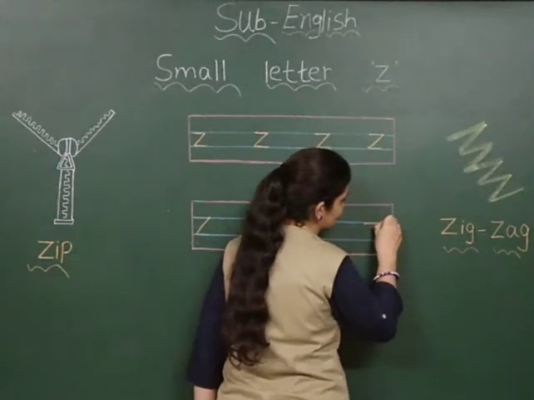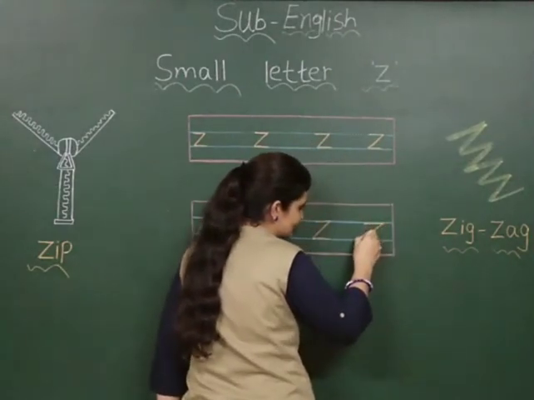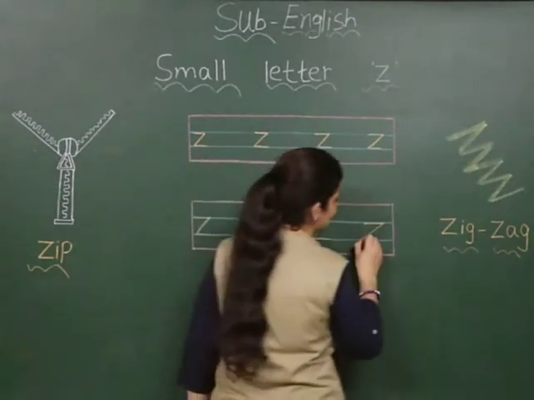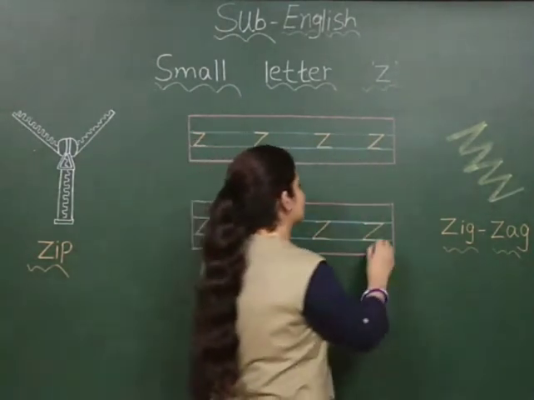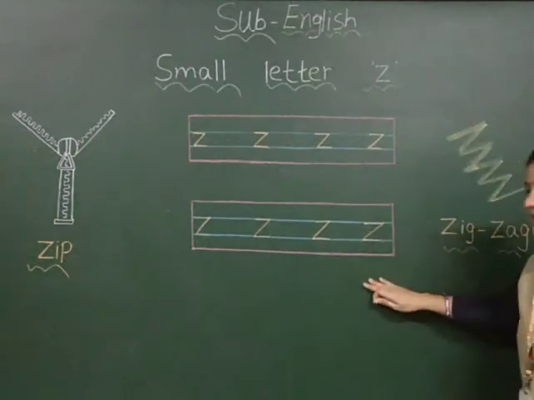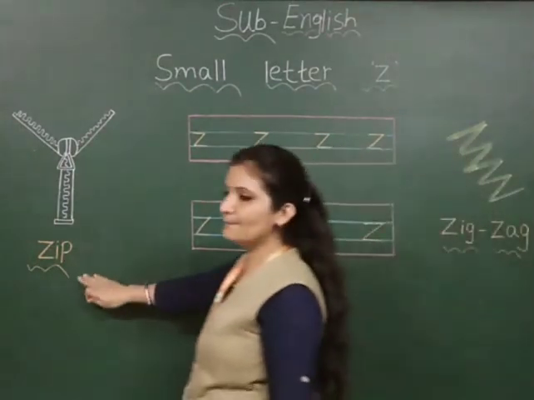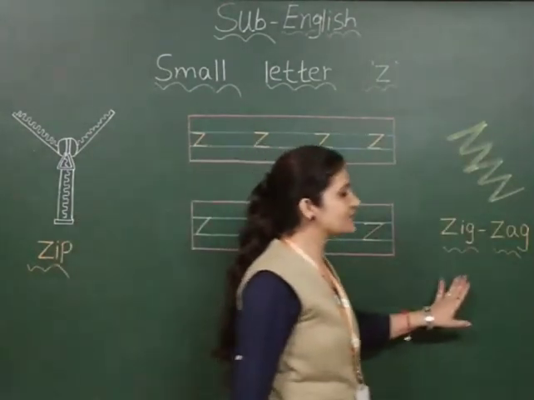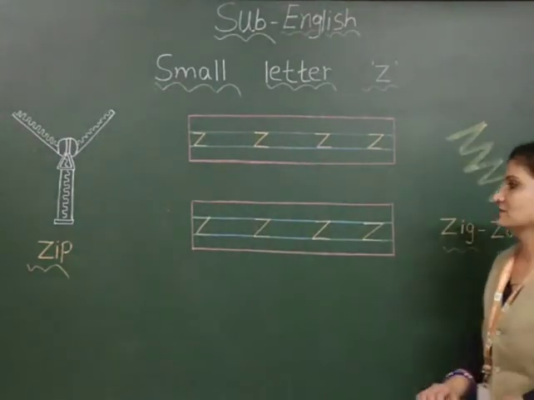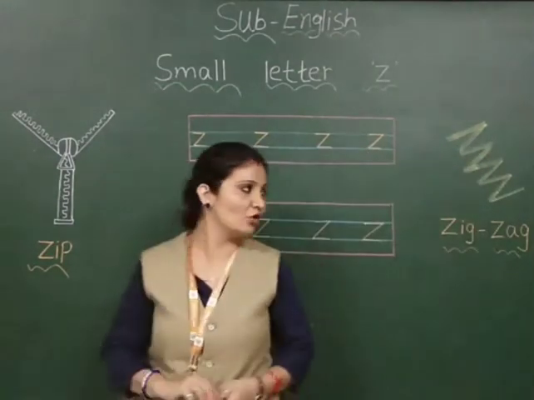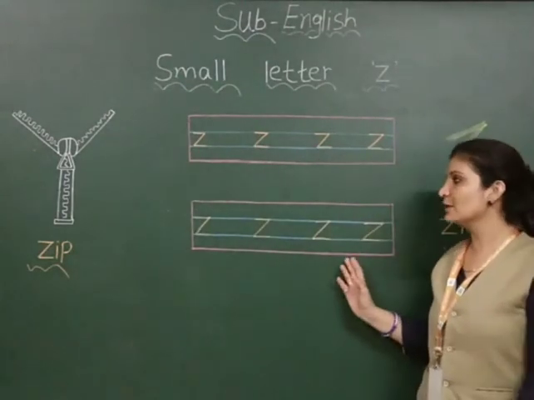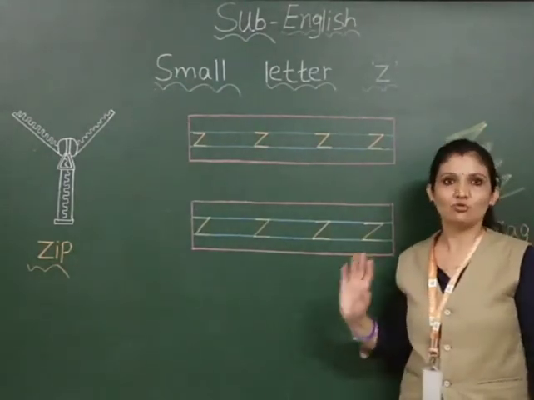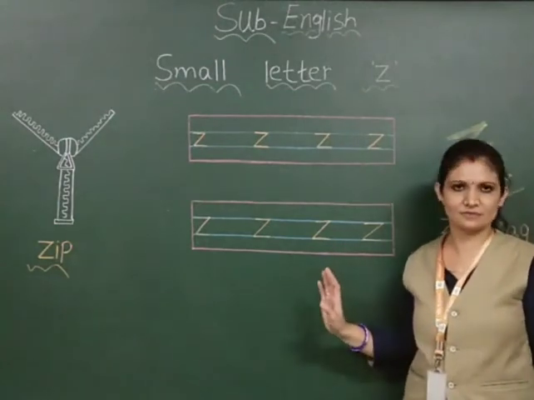Again we have to see here. Sleeping line, then slanting line like this, and then we have to make one another sleeping line. This is called small letter Z. Z for zip and Z for zigzag. It is simple to write small letter Z. You have to do practice of small letter Z at your home.